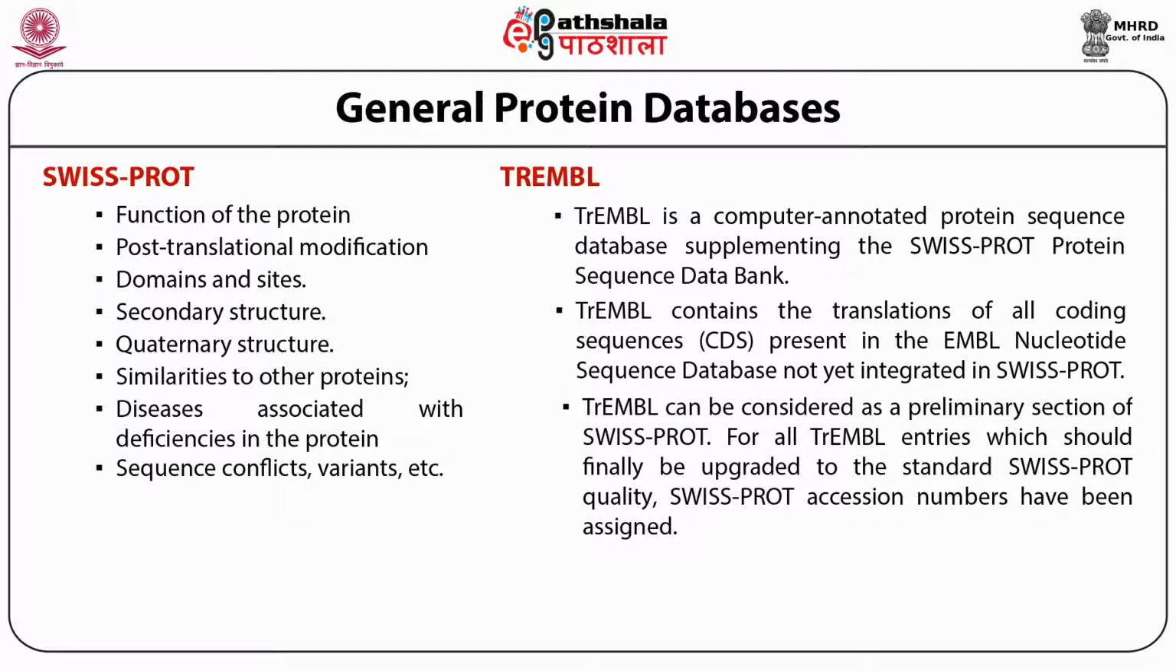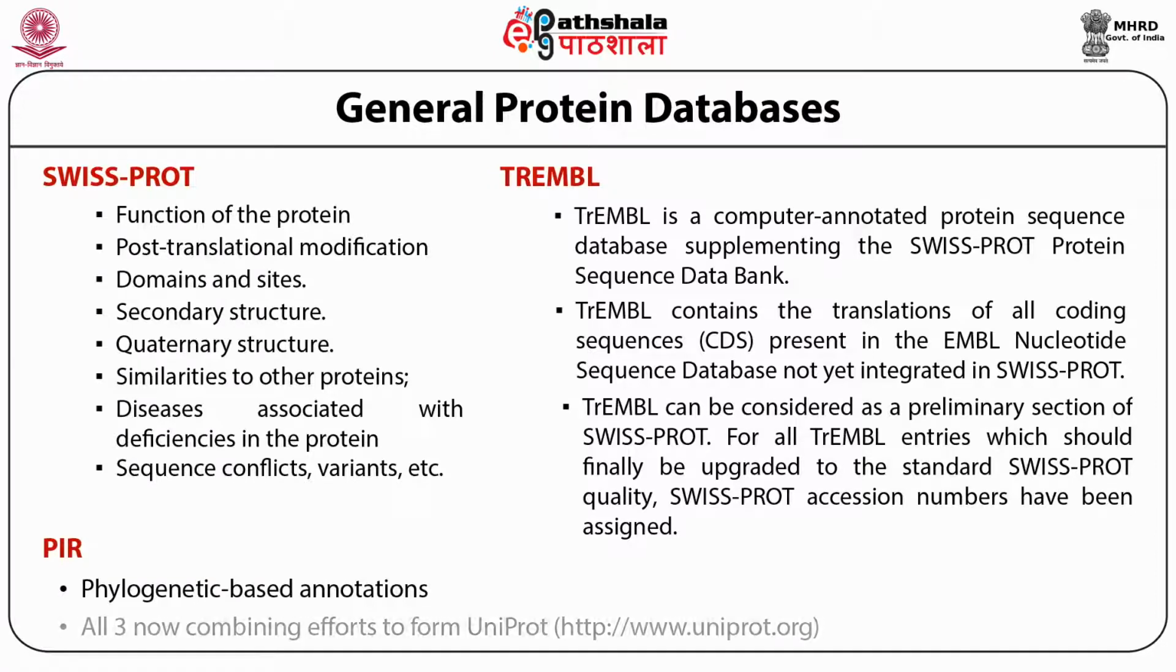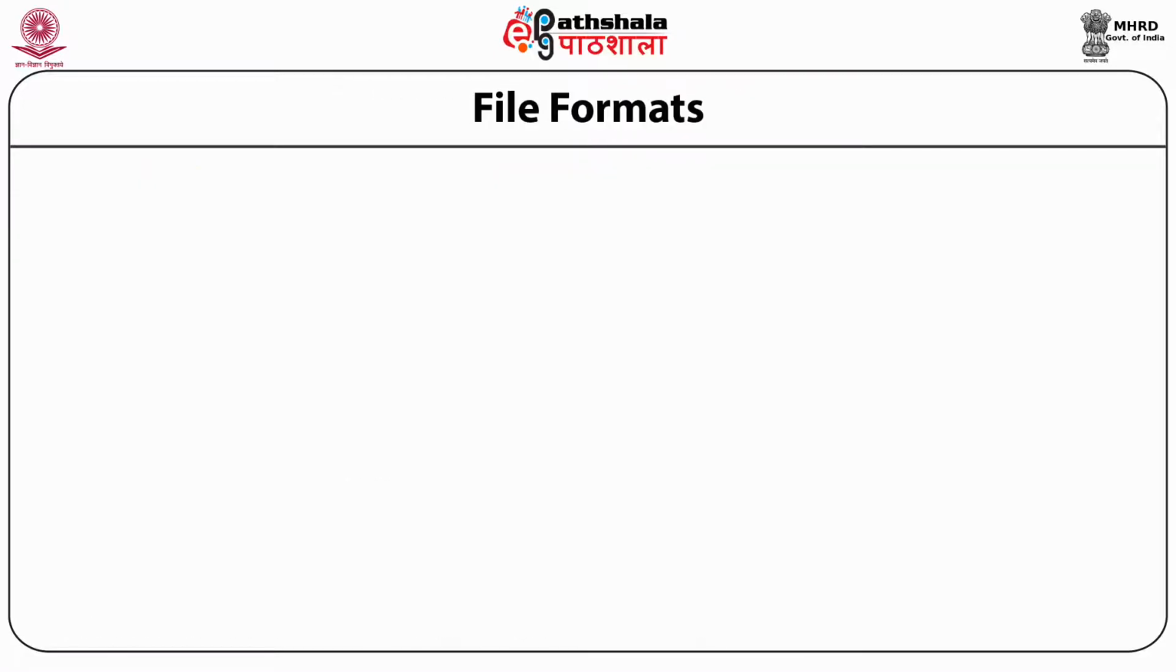Another third database of the protein is the PIR, that is the Protein Information Resource, which has information about the phylogenetic based annotation of the protein, and in fact all three combine their effort in UniProt. So the major database, UniProt, has all the necessary information about the protein. We discuss the different file formats of the sequences.